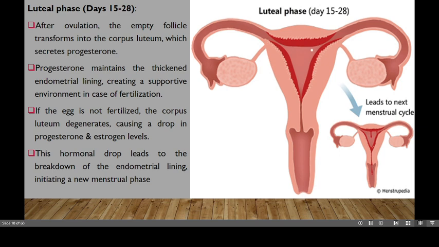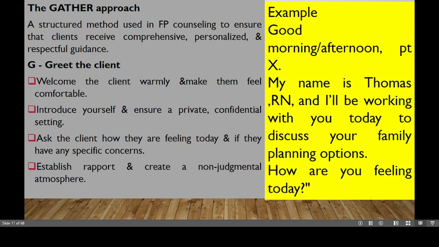So if the egg is not fertilized, what happens to the corpus luteum? Does it continue secreting progesterone? No. The corpus luteum will disintegrate, and this will cause a drop in the progesterone and also estrogen levels. This hormonal drop will lead to the breakdown of the endometrial wall, initiating again the new menstrual phase.